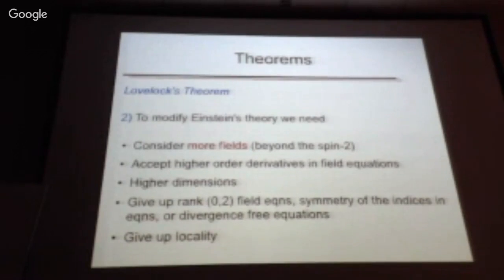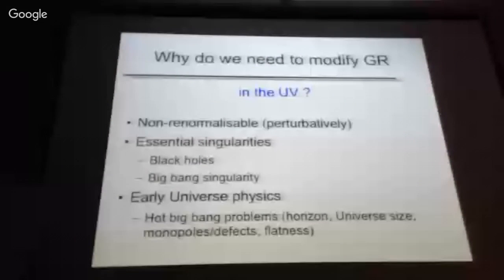You can give up the number of dimensions. You can say, okay, now I go to 5 or more dimensions. You can change the symmetry in the indices of the equations. You can give up the divergence of the field equations. That means you can give up the conservation of energy. And another thing you can do, since we give up writing differential equations, is perhaps thinking of things like integral equations, where you have things that are non-local. So that is what I need to modify GR.